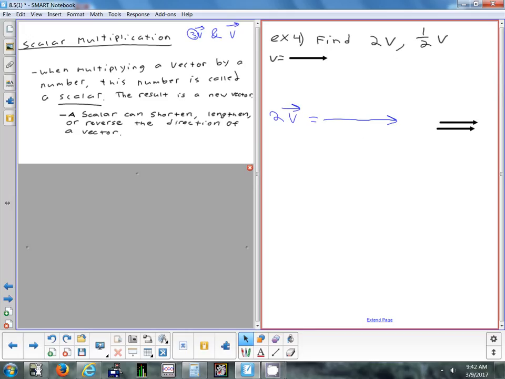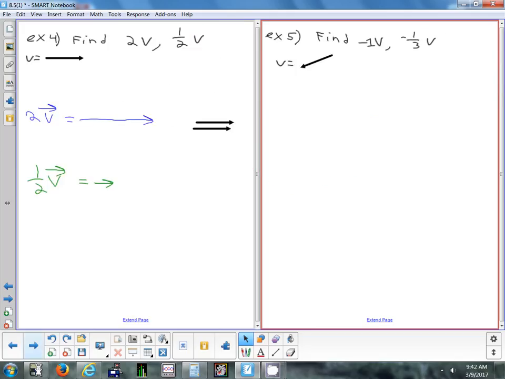Now, half v, I can't quite do that as easy on the smartboard. I just have to estimate. Half v basically means half as long, but still the same direction. Same direction. Okay. So there's half v. All right, negative v, we already did that, like multiplying a -1 in front. What is that going to do? It's just going to turn it around. It's just going to take the same vector and turn it around.